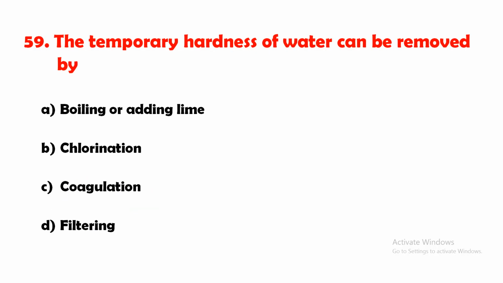The temporary hardness of water can be removed by: boiling or adding lime, chlorination, coagulation, filtering. The answer is, the temporary hardness of water can be removed by boiling or adding lime.